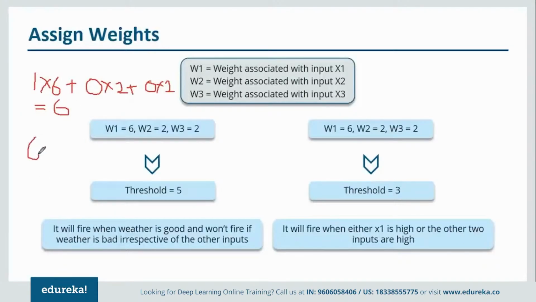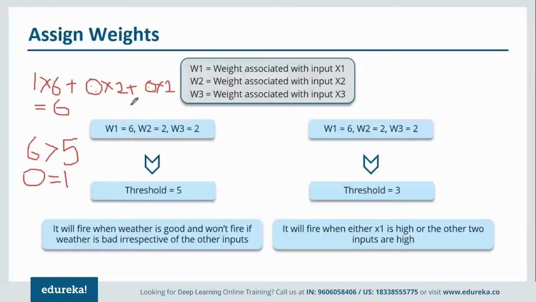So definitely 6 is greater than 5. That means my output will be 1, or you can say my neuron will fire, or I'll actually go to the beer festival. So even if these two inputs are 0 for me, that means my wife is not willing to go with me and there is no public transport available, but weather is good, which has a very high weight value and it actually matters a lot to me. So if that is high, it doesn't really matter whether the two inputs are high or not. I will definitely go to the beer festival.